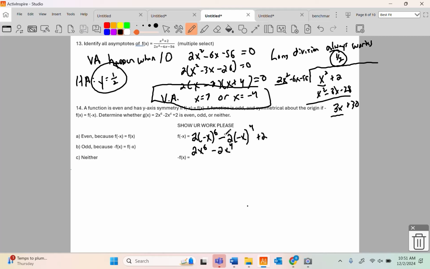Notice I'm not distributing a negative times a negative, I'm focusing on this, and then plus 2. So what do I have here? I have the same thing. So I'm even because f of negative x is the same as f of x. Good to go.